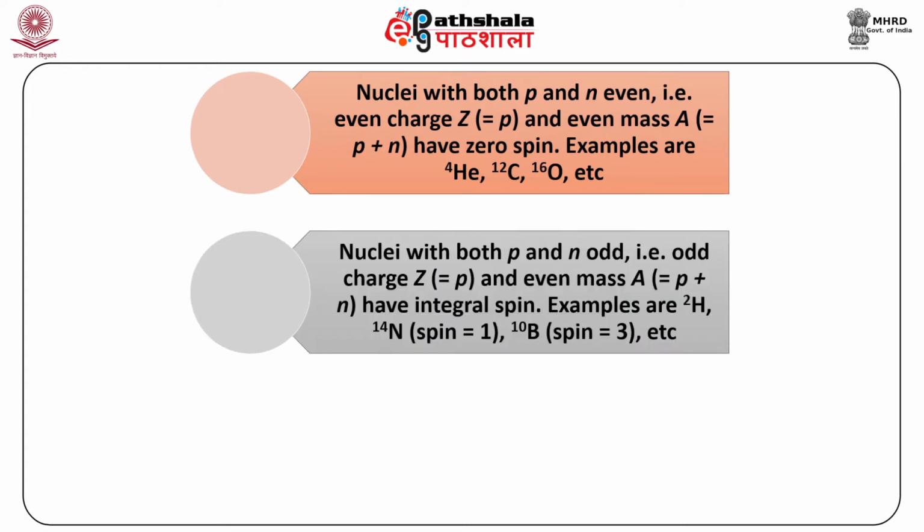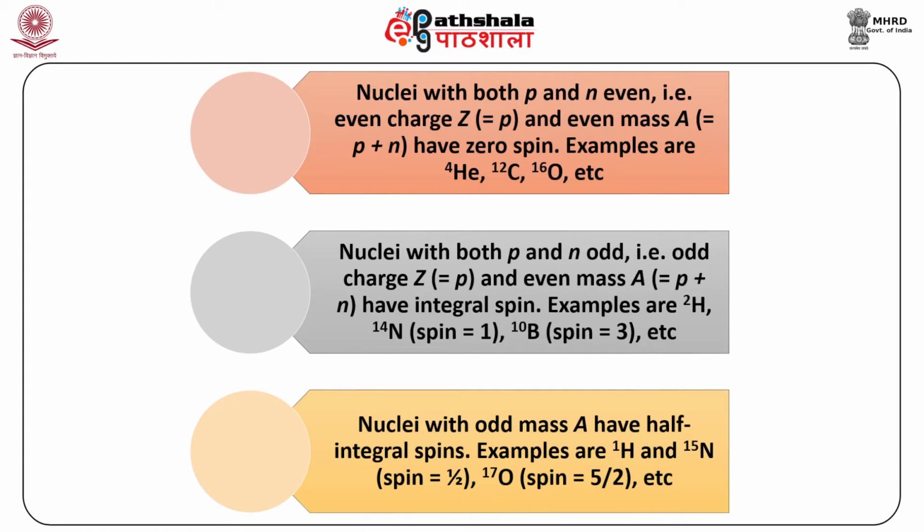Nuclei with both p and n odd, that is, odd charge Z, equal to p, and even mass A, that is p plus n, have integral spin. Examples are deuterium 2H and 14N, spin equal to 1, and 10B, spin equal to 3. Nuclei with odd mass A have half-integral spins. Examples are 1H and 15N, spin equal to 1/2, and 17O, spin equal to 5/2, and there are other such examples.